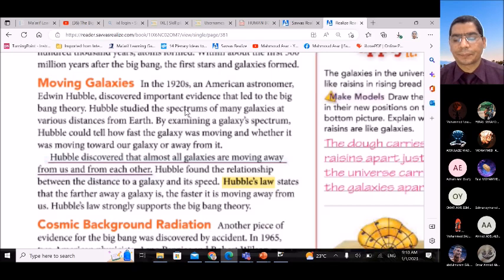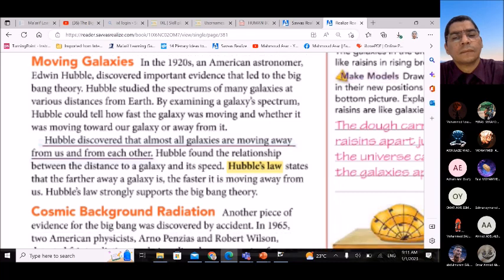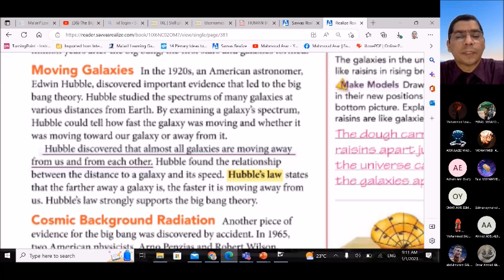Moving galaxies. In the 1920s, an American astronomer, Edwin Hubble, discovered important evidence that led to the Big Bang theory. Hubble studied the spectrums of many galaxies at various distances from Earth. By examining a galaxy's spectrum, Hubble could tell how fast the galaxy was moving and whether it was moving toward our galaxy or away from it.